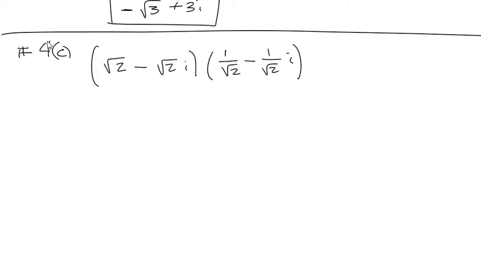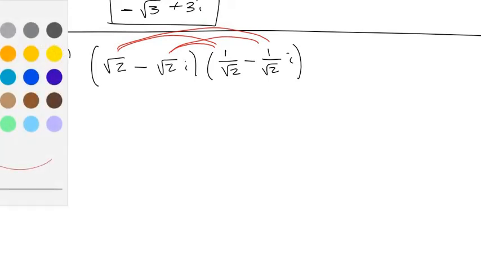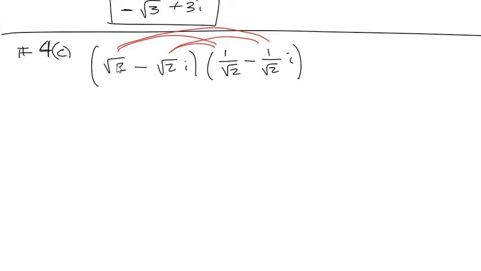All right, let's move on and look at a couple of problems in number 4. And what we're doing here is just good old-fashioned FOIL, right? So we're going to multiply the first terms together, and then the outer terms, the inner terms, and the last terms. Okay? So for the first terms, we'll get root 2 times 1 over root 2. Well, the root 2 on top, root 2 on the bottom cancel out and just leave us with 1.